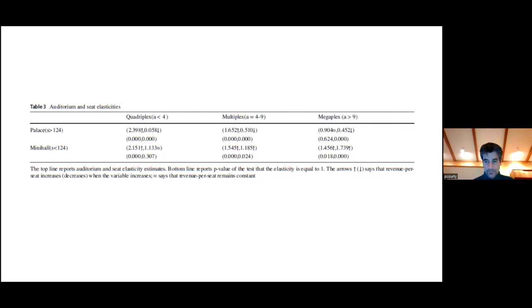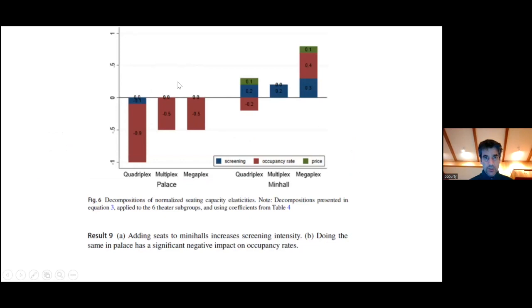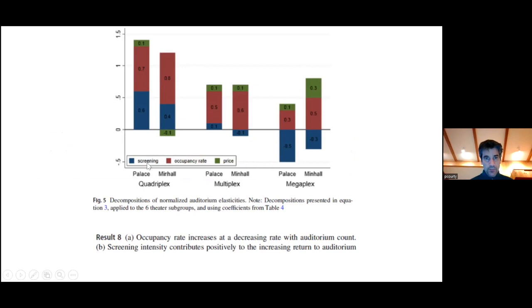So now I do the decomposition that I talked about. I want to understand here what is the channel. Why is there a large return in quadruplex to having more auditoria? Why do you have a large return to having more auditoria? Sorry. So here you're going to see that both for palace and mini hall, whether you have large auditoria or small auditoria, adding an auditorium when you have few auditoria gives you a very large return, because you are going to have much higher occupancy rates. That's why the red rectangle here explains the large part.